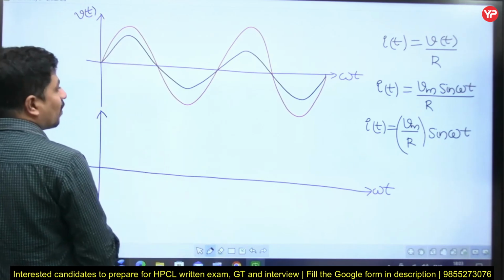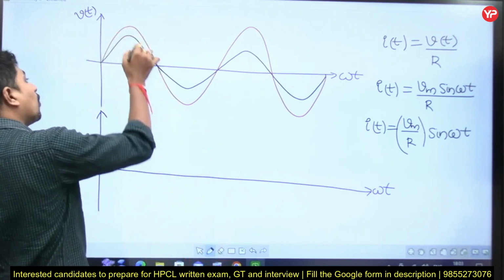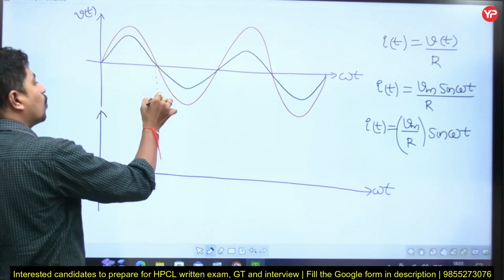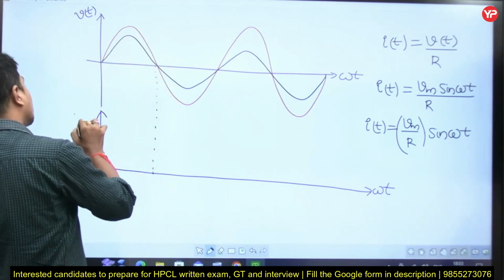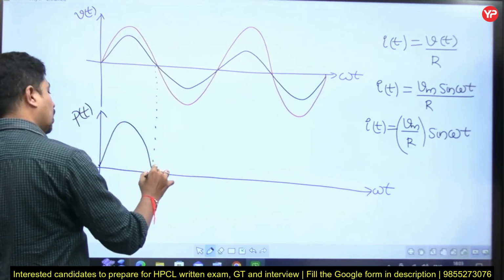What is power? Instantaneous power. Power is equal to current into voltage. Current positive, voltage positive, both are positive. Positive into positive will be positive. This is the instantaneous power, P of t, I am drawing. Yes, this is the power.